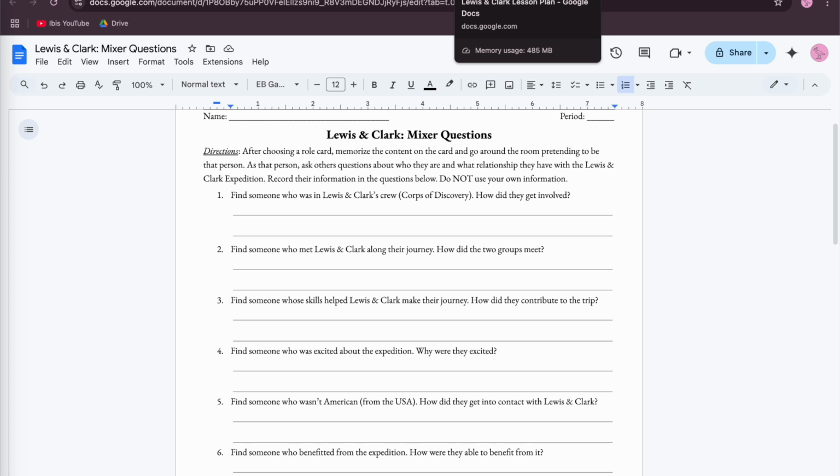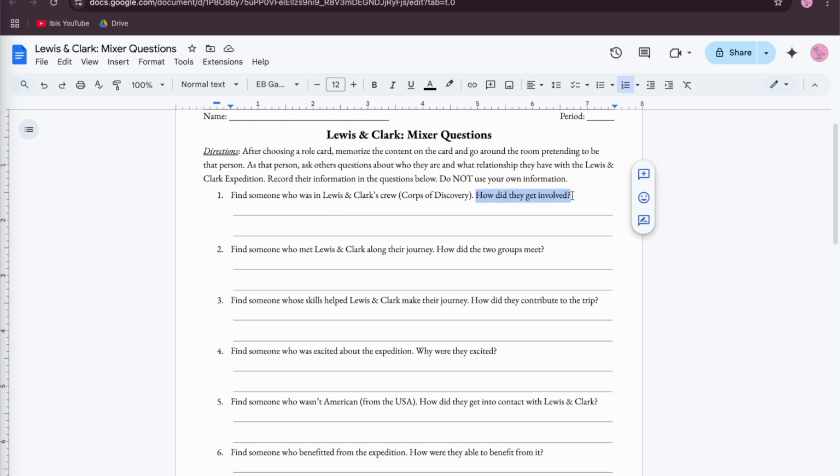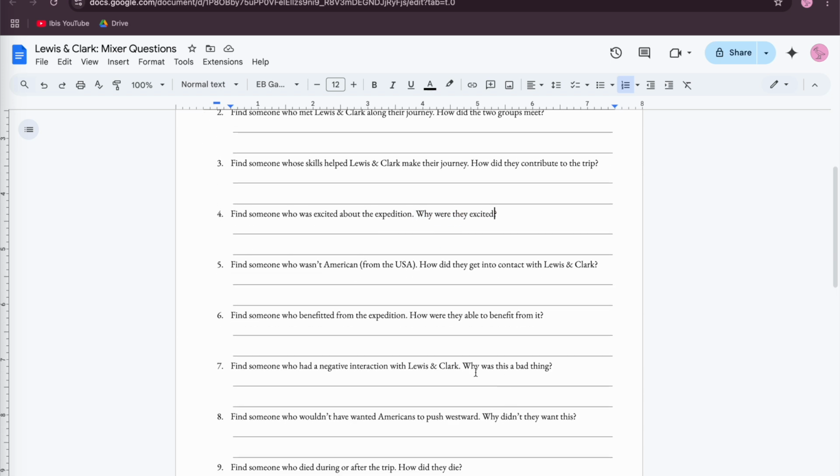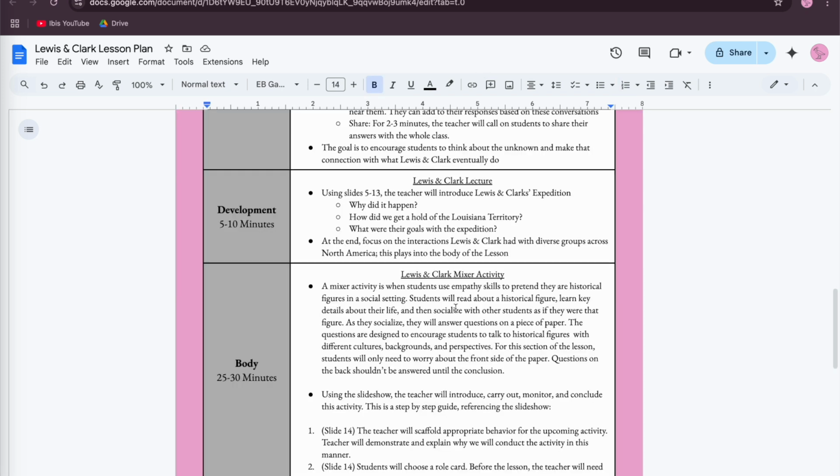They're going to go around, though, and find people that meet these questions. As they're interacting and introducing themselves as those people, you wouldn't introduce yourself with your students' names. You'd be introducing yourself as, hi, I am Lewis, or I am Clark, or I am Reuben Field. He's another one of the people on the journey. You're going to try to find people that meet these categories and then explain the second part of all of these, which is how did they get involved, or why were they excited about the trip, or why was this a bad thing? Some of the questions near the bottom focus on some of the negative interactions Lewis and Clark had with those who lived out west.